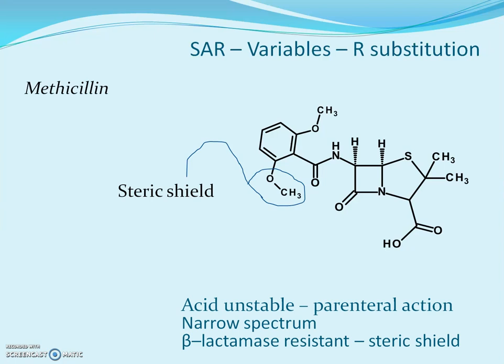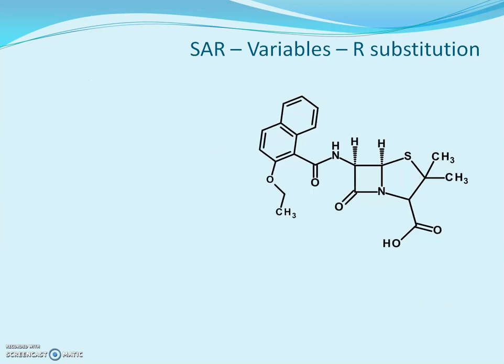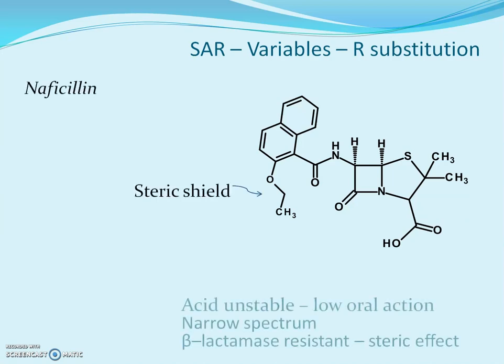This drug is methicillin. It is acid unstable because there is no electron withdrawing group. It has a parenteral action. It has a narrow spectrum, but it is beta-lactamase resistant. Same case with nafcillin, which also has this steric shield, and this drug also has the same kind of activity, although it is slightly more orally active as compared to methicillin.